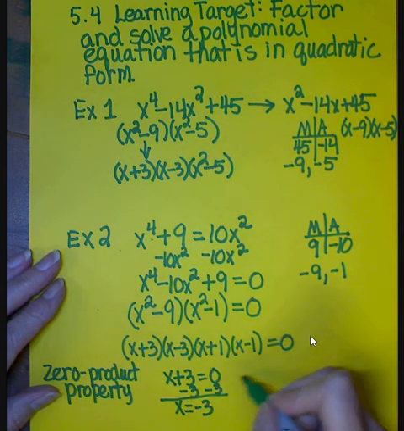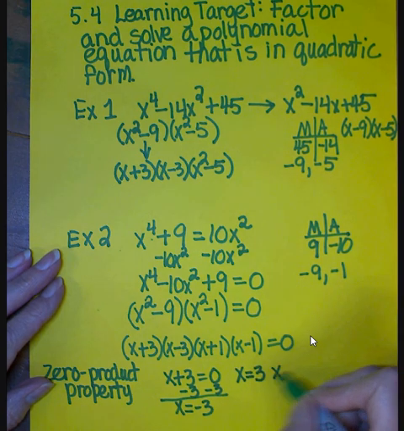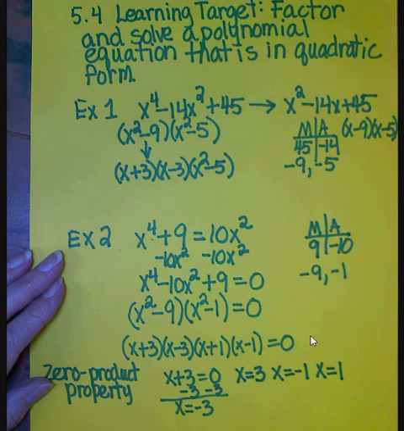If I did it for the next factor, I would get x equals 3. Then from this factor, I would get x equals negative 1. And from this one, I would get x equals positive 1. So this equation actually had 4 solutions.